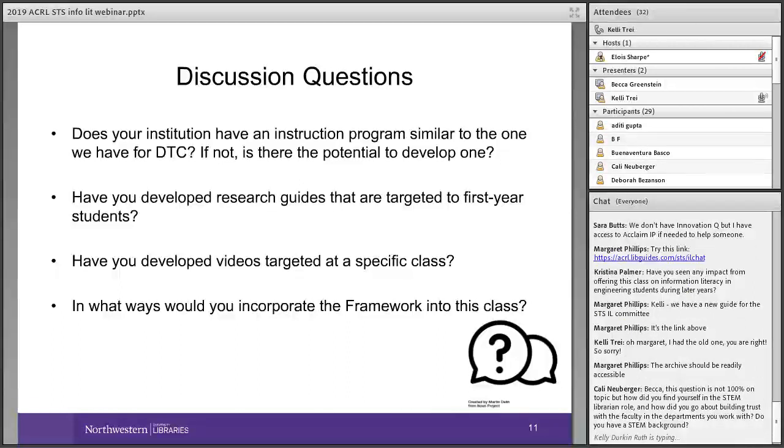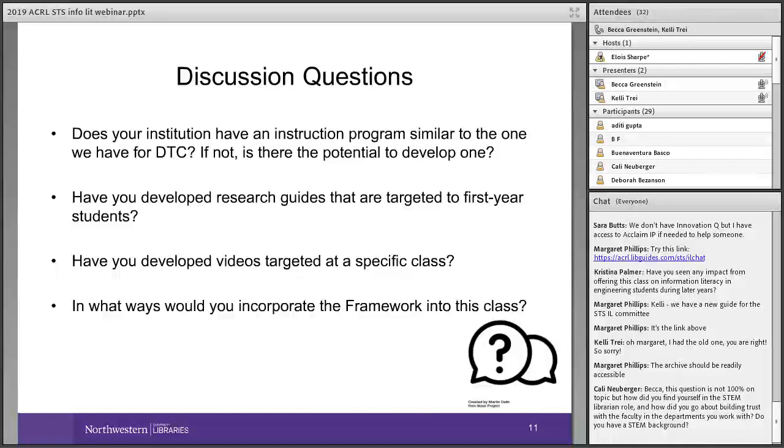Callie's asking, ooh, building trust. Yeah, that's a great question. So when I started, I was liaison to math, stats, electrical engineering, and computer science, and applied math. And my background's in biology, so not any of those fields. So I really had to start from the ground up because this is my first job out of library school. That's something else that's important to say.